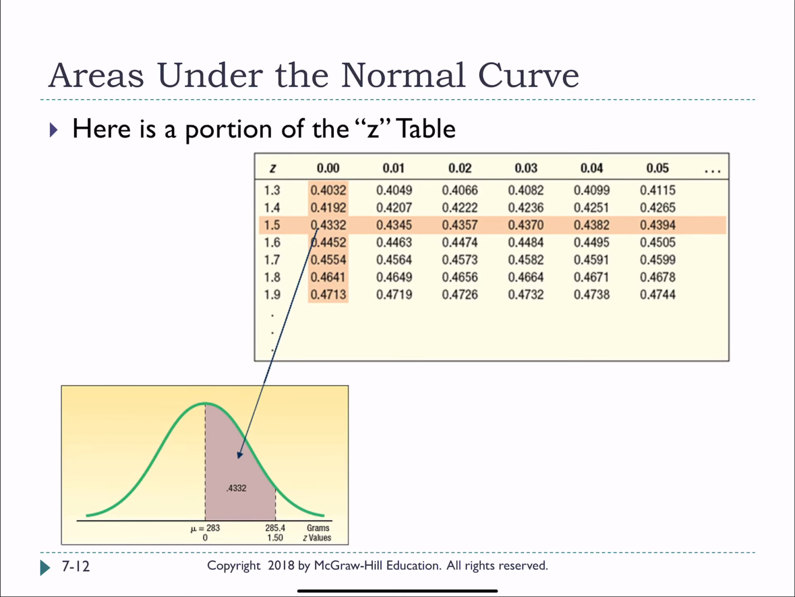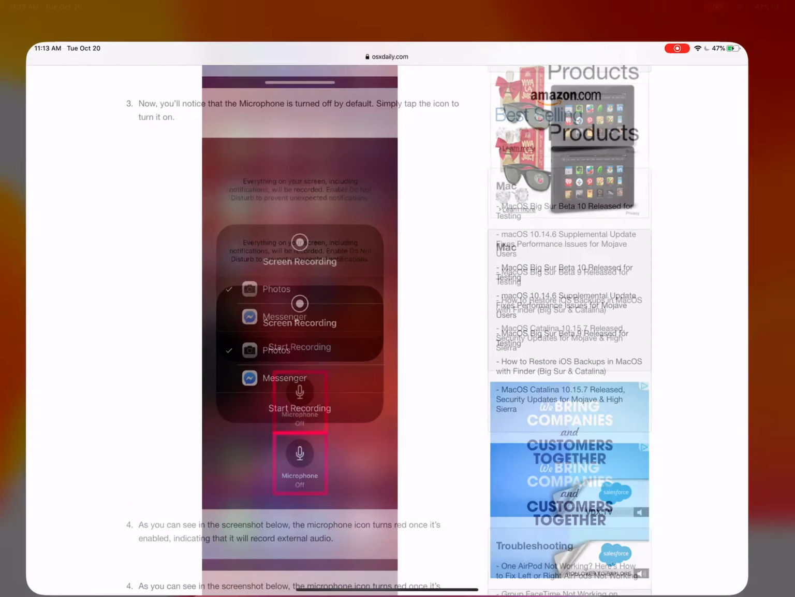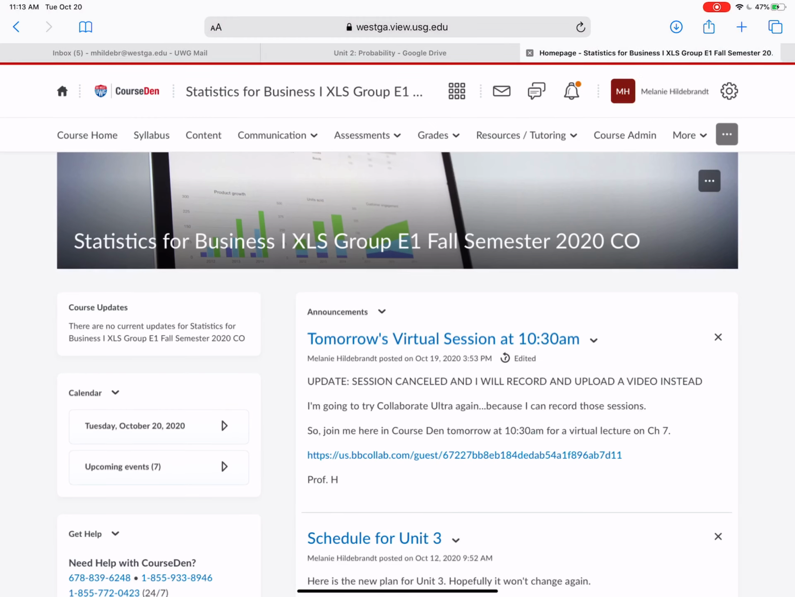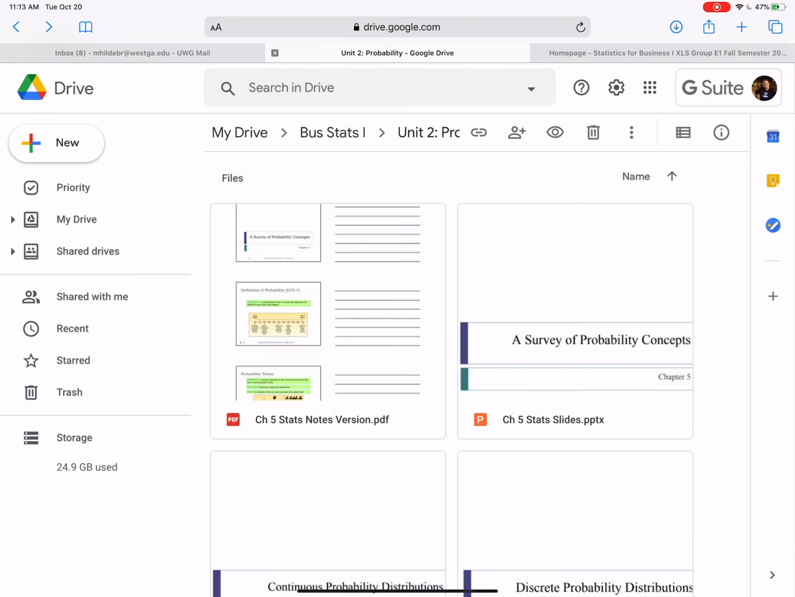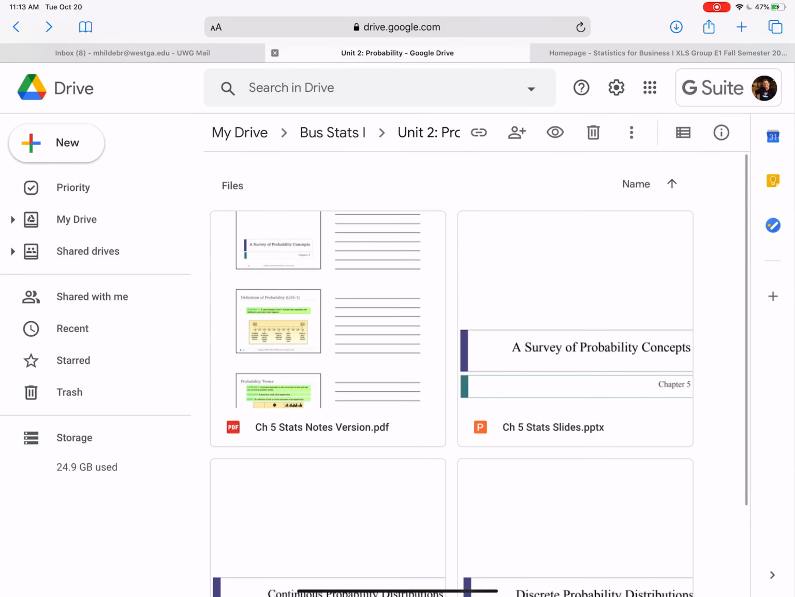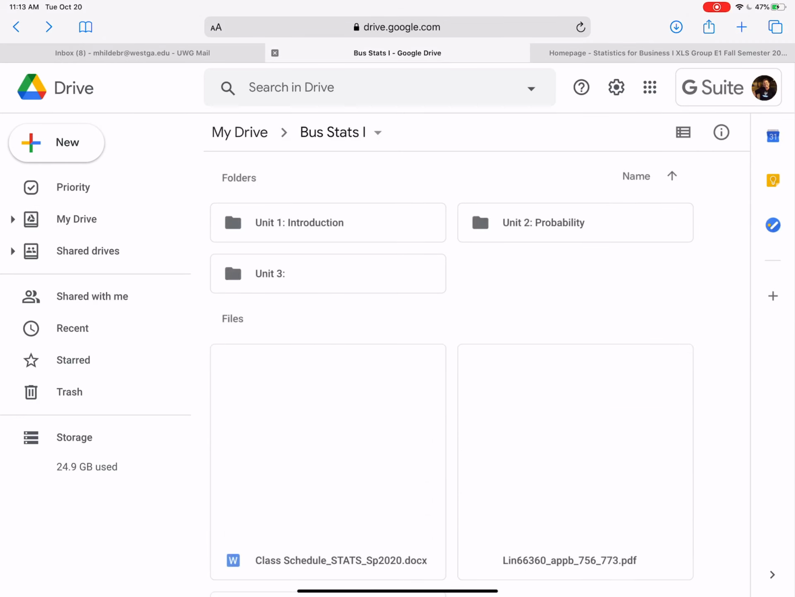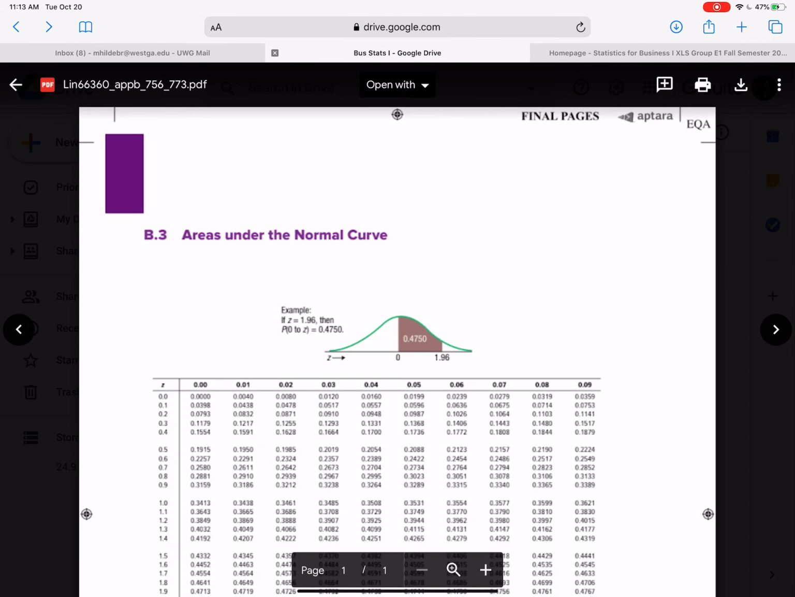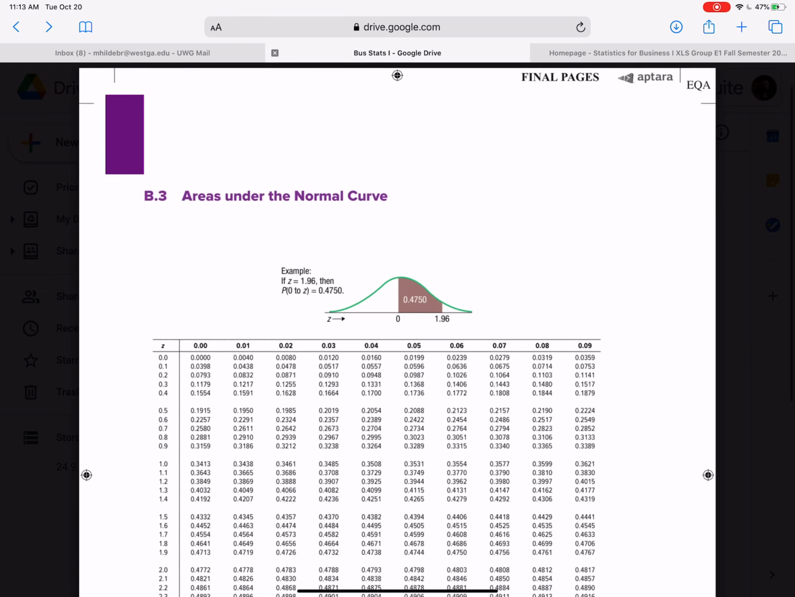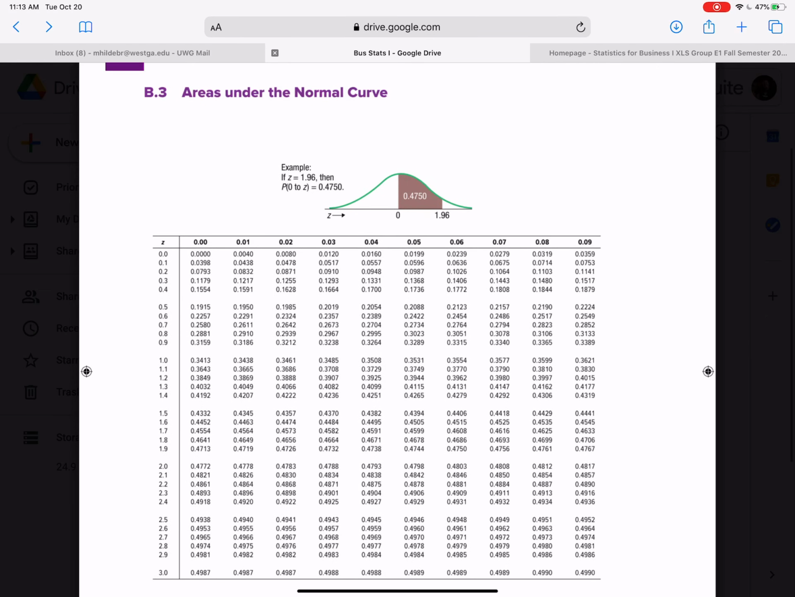So here's a portion of what's called the z-table. Let me just show y'all really quickly what it looks like. I had it pulled up a second ago. Business stats. Here we go. So this is in your textbook. The chapters refer to it as Appendix B3. This is our z-scores for areas under the normal curve.